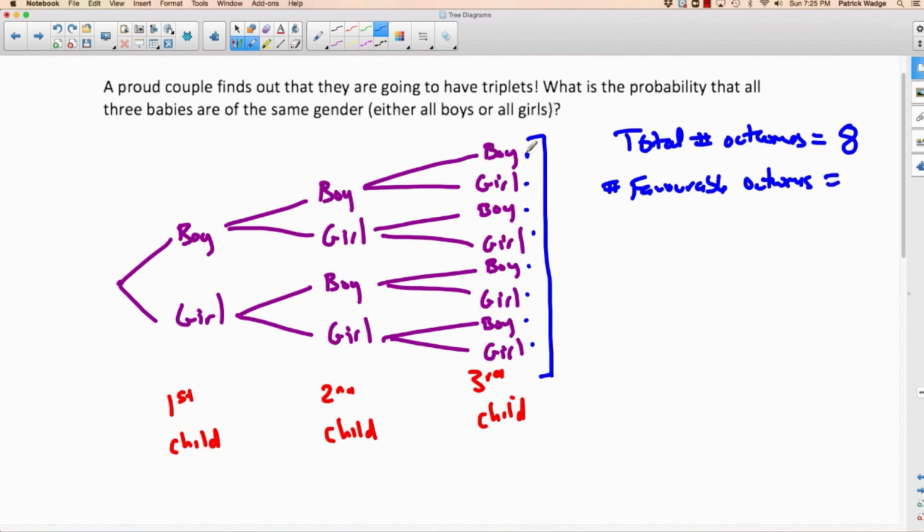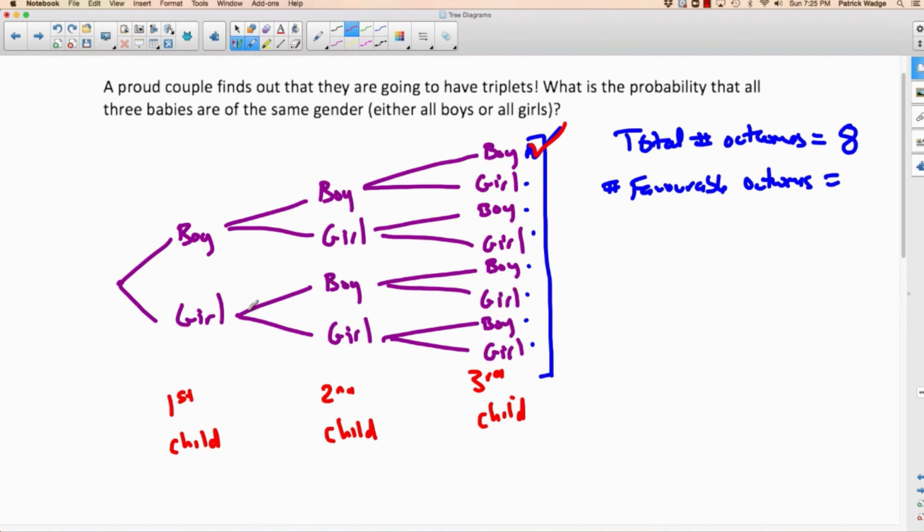Okay, well, let's look at this first dot here. What happened here? We had a boy, boy, and a boy. Hey, that's good. That's a favorable outcome. They're all boys. How about the next one? Boy, boy, girl. No. Next one. Boy, girl, boy. No. Next one. Boy, girl, girl. No. Next one. Girl, boy, boy. No. Next one. Girl, boy, girl. Nope. Next one. Girl, girl, boy.